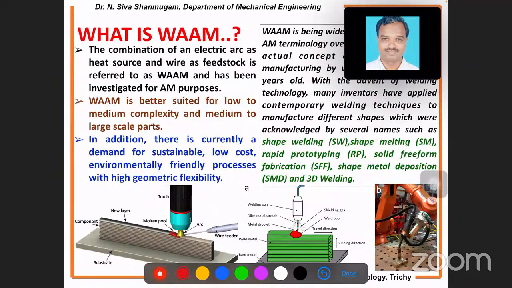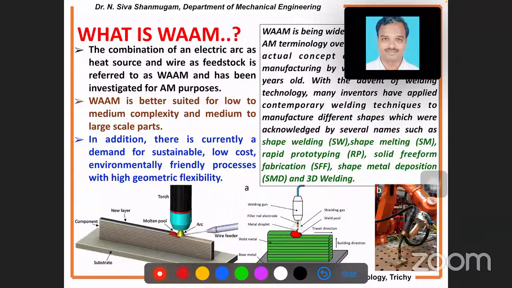And like Lord Vinayaka, there are so many names already available for WAAM. Sir, like Lord Vinayaka, what are the names, sir? Siddhi Vinayakar, Buddhi Vinayakar, Valamburi, Idamburi, Nirdananda Vinayakar, Vallabha Ganapati. So many names are there for Lord Vinayaka. The same thing here for WAAM. We have so many names available: shape welding, shape melting, rapid prototyping, solid preform fabrication, shape metal deposition. So many names can be given to this type of technology.